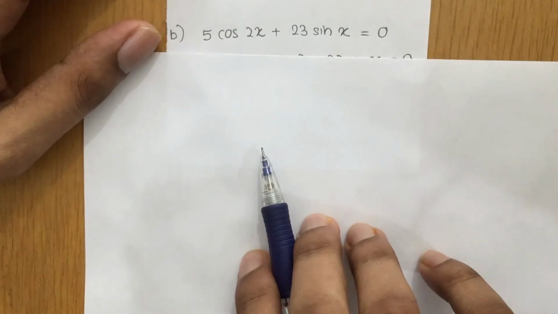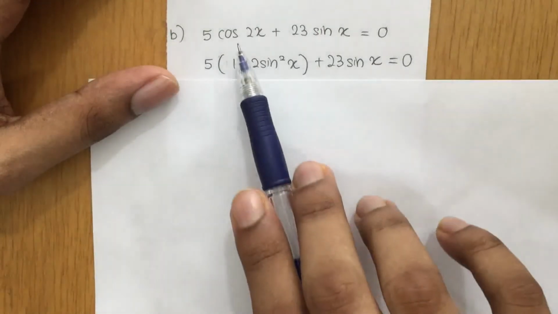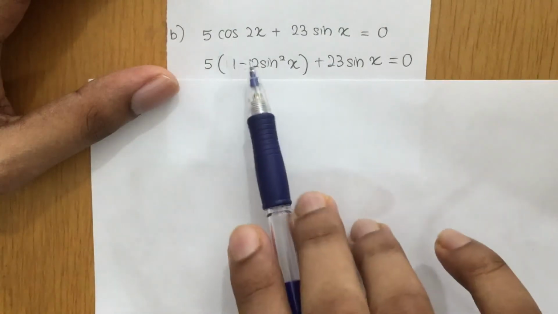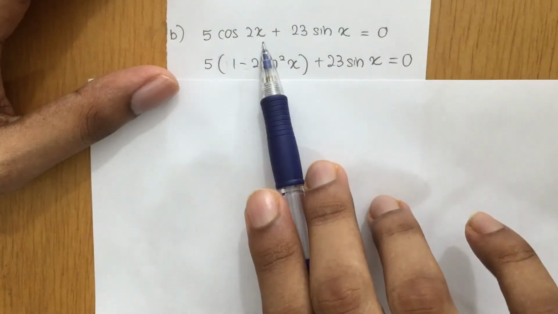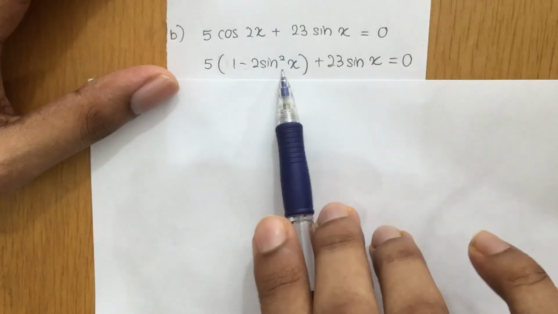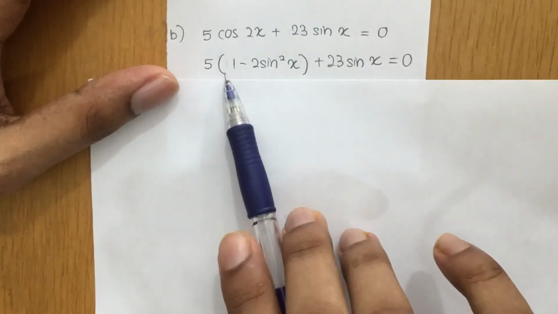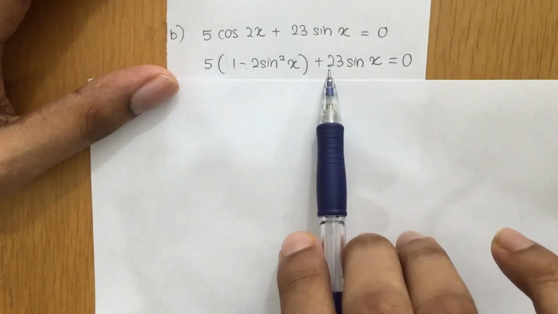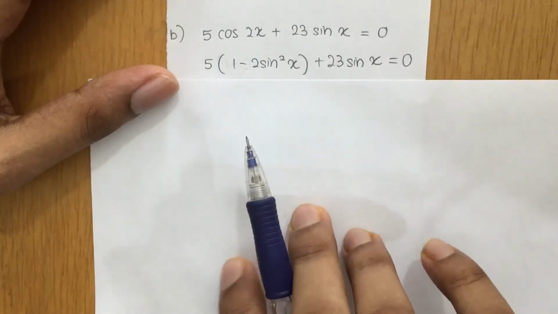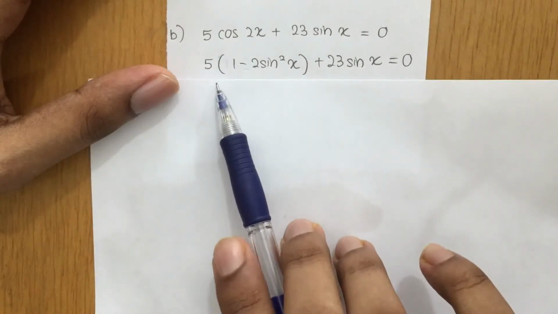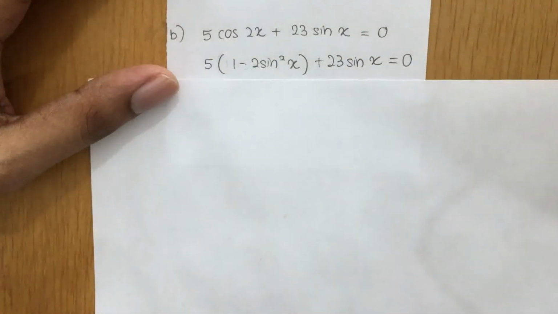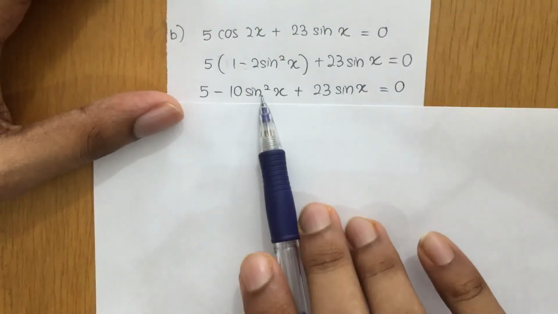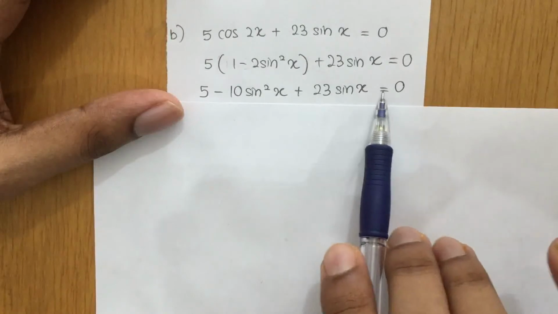For the next step, this cos 2x, I'm going to change it in terms of sine using the double angle formula. So cos 2x is also equal to 1 minus 2 sin squared x. From here, 5 in a bracket 1 minus 2 sin squared x close bracket plus 23 sin x is equal to 0. Now this 5 you're going to expand in. From here you get 5 minus 10 sin squared x plus 23 sin x is equal to 0.